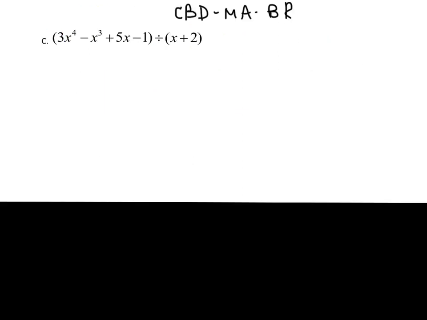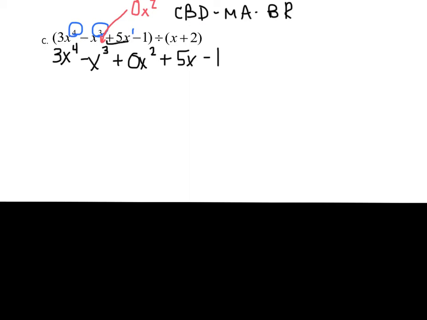For this example, when we check standard form, we have to the fourth power, to the third power. The next one down would be to the second power, but we don't have any of those. We skip to the first power. So in between the 3 and the 1, we need to insert right there the fact that we have 0x to the seconds. Some people like to see this rewritten, so I'll go ahead and rewrite it so you can see. It would be 3x to the fourth, then the minus x to the third, then we have 0x squareds, then we have the positive 5x's, and then the minus 1.